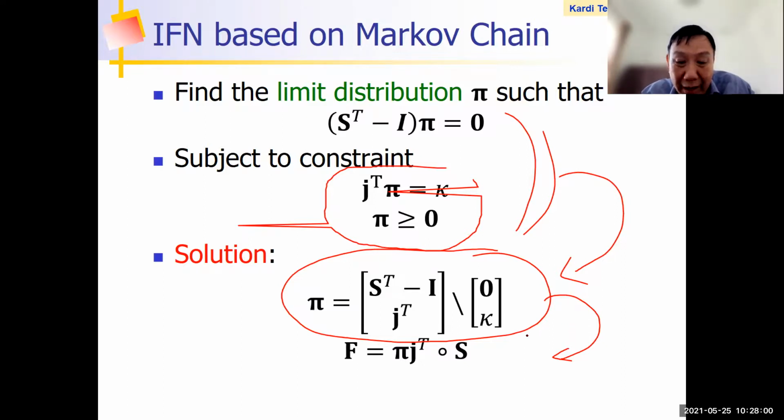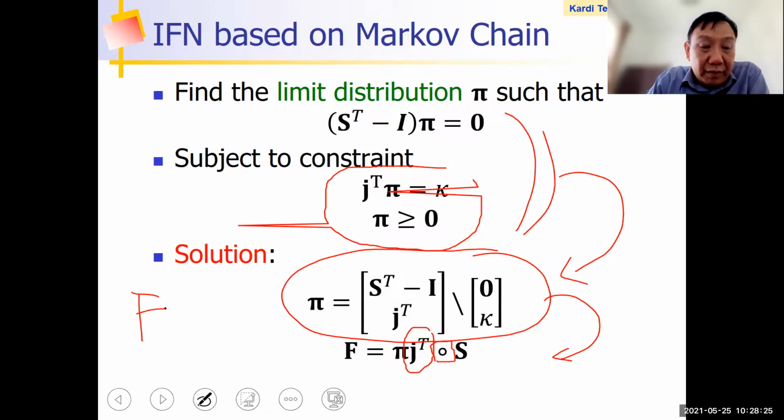This is just multiplying by the J transpose, and then this is the element-wise multiplication. This symbol is the Hadamard product. It's just element-wise multiplication with the stochastic matrix. Then you will get F. Remember, I give you the big picture: a while ago, from F, you can get the stochastic matrix easily. You just divide by the sum of the row. Now, with this formula, from the stochastic matrix, you can get F.